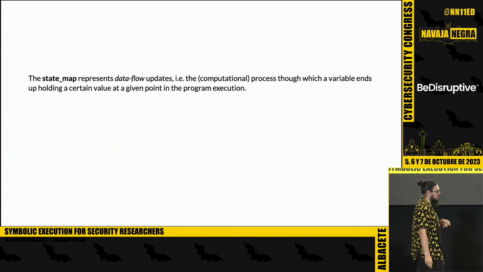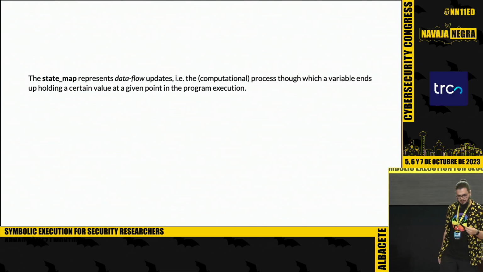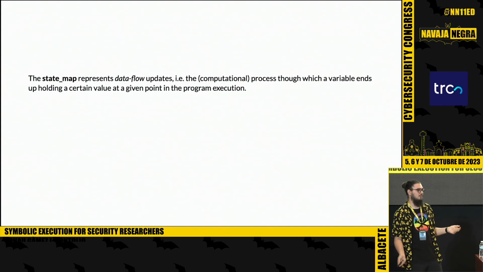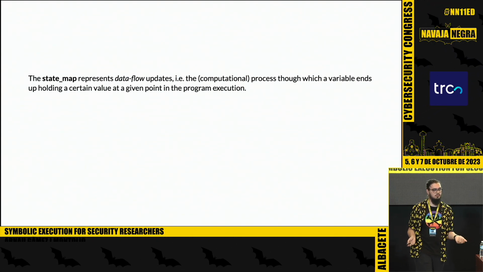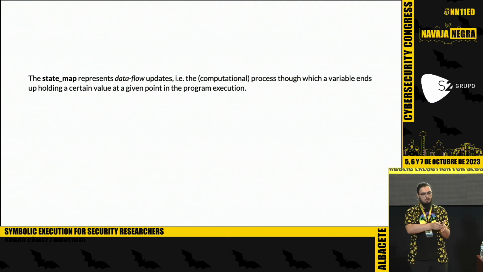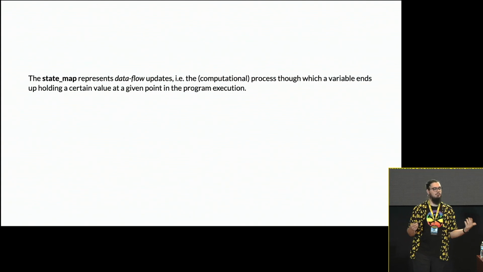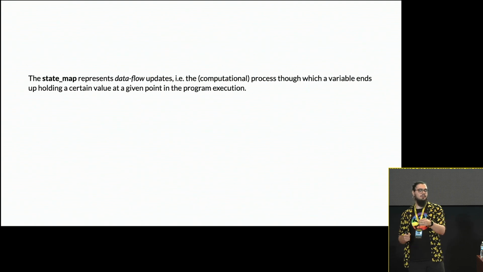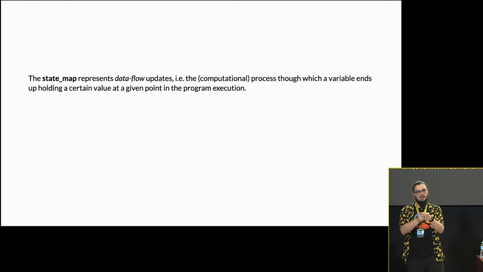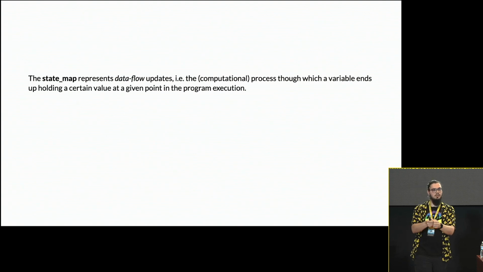Let me be very clear here. Why do we have two data structures? Essentially because one encodes data flow changes and the other encodes control flow changes. The state map gives us the computational process through which some variable ends up having some value at some point. So I have a return value of a function that has two inputs, x and y. And I go to the end and say, okay, what is the computational process that will provide me the return value here with respect to the inputs?